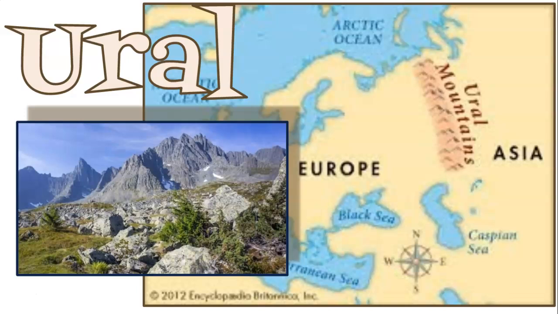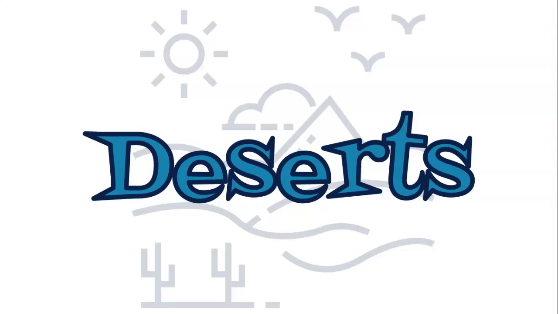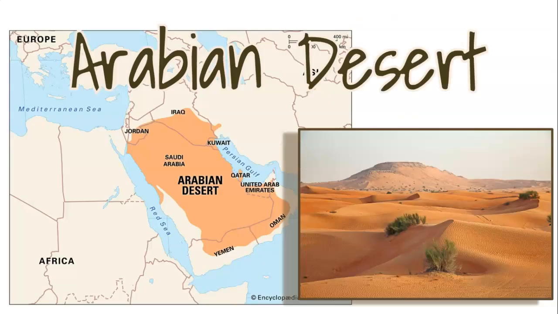The Ural Mountains separate the northern European plain and the West Siberian plain. They are a natural border between Europe and Asia. Finally, we're going to take a look at deserts. The Arabian Desert covers most of the Arabian Peninsula and is the fifth largest desert in the world. It is the largest desert in Asia.